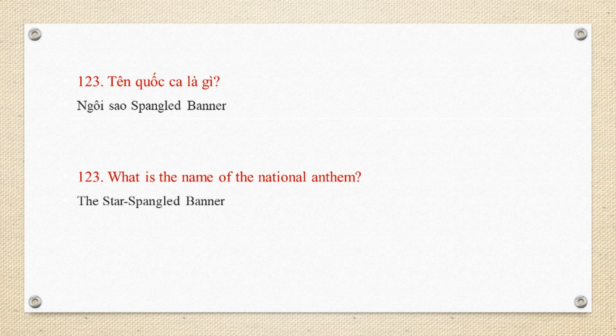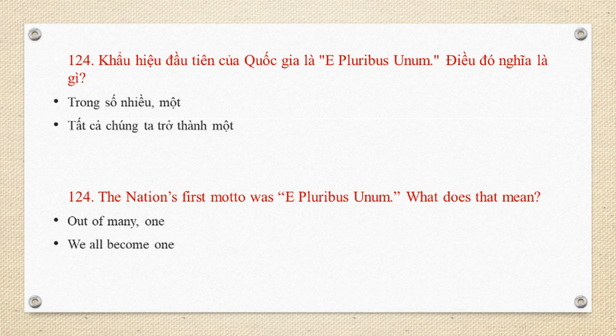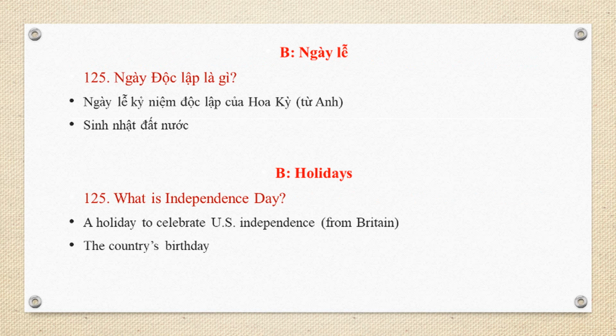123. What is the name of the national anthem? The Star-Spangled Banner. 124. The nation's first motto was E Pluribus Unum. What does that mean? Out of many, one. We all become one. B. Holidays.